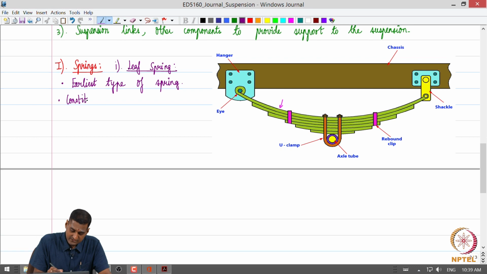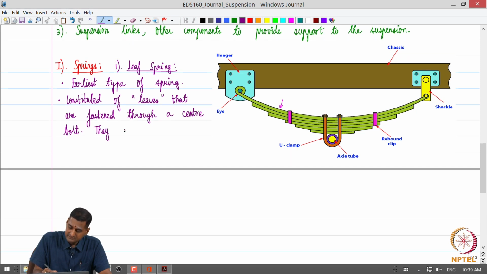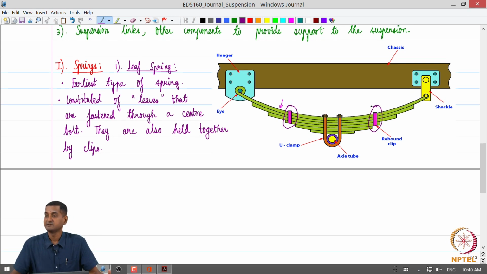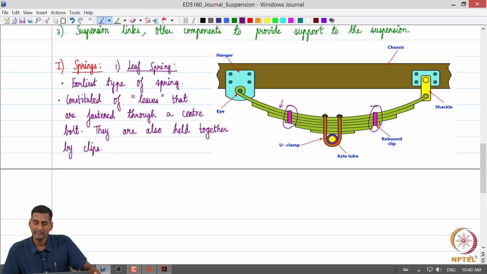The leaf spring is constituted of leaves, okay, that are fastened through a central bolt, and they are also held together by clips, which we can observe here, right. So, we can observe that there are clips which are holding the leaves together.